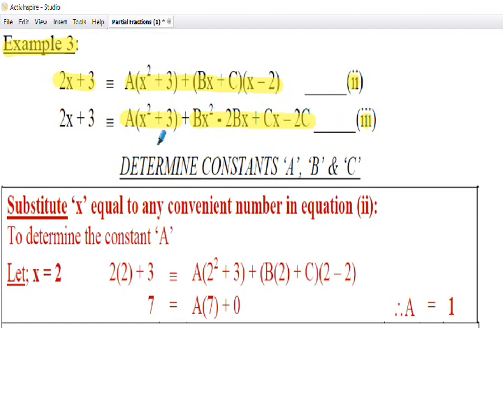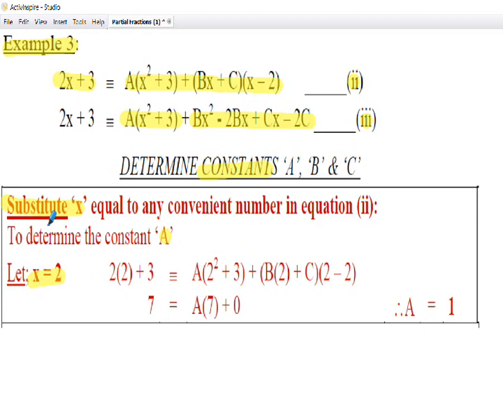I'm going to determine my constants here. I'm going to use the substitution rule. I can use it to find the value of constant a in this case. If I make the bracket x minus 2 in equation 2 go to 0 by letting x equal 2, I will be able to solve for constant a.